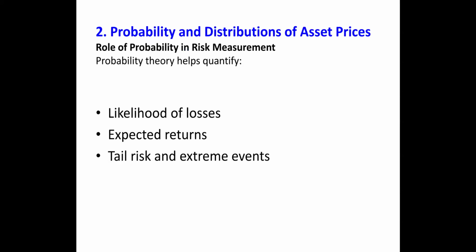Second is probability and distributions of asset prices. Role of probability in risk measurement. Probability theory helps quantify likelihood of losses, expected returns, tail risk, and extreme events.